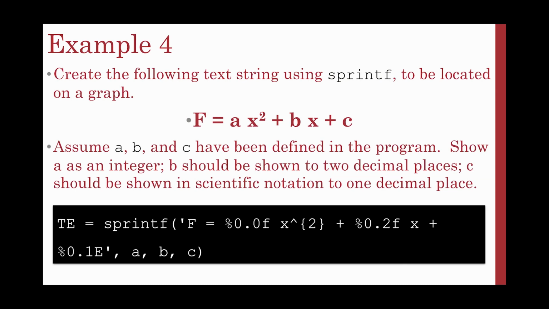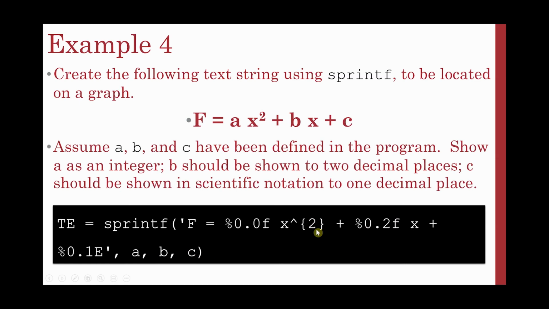What are we going to do? We're going to create our variable te. We're going to use our sprintf command, and we're going to say f is equal to 0.0f for a, x squared, and we're going to put the square in curly brackets, and then we're going to put 2 decimal places, and then for our second variable b, plus 1 decimal place with scientific notation, and then do a plus b plus c.